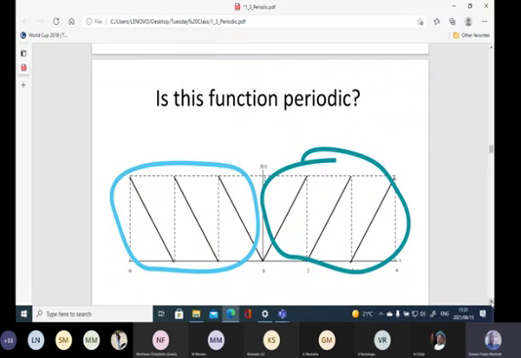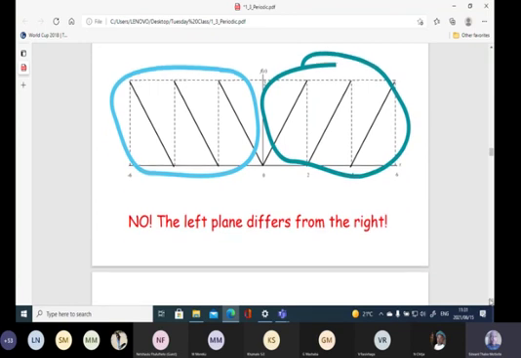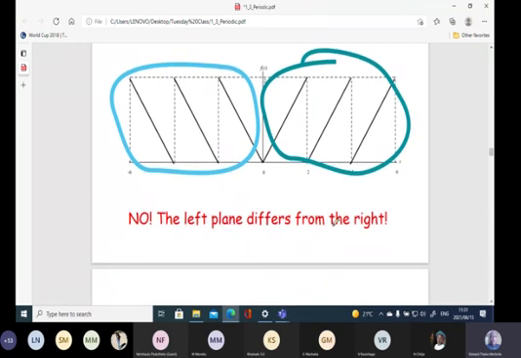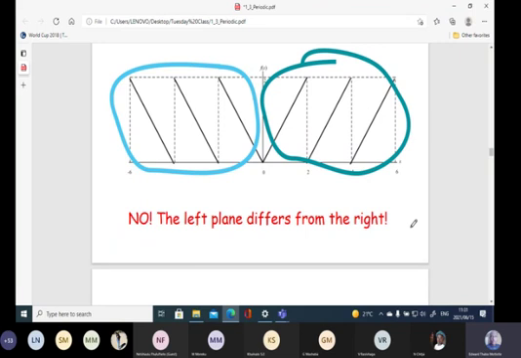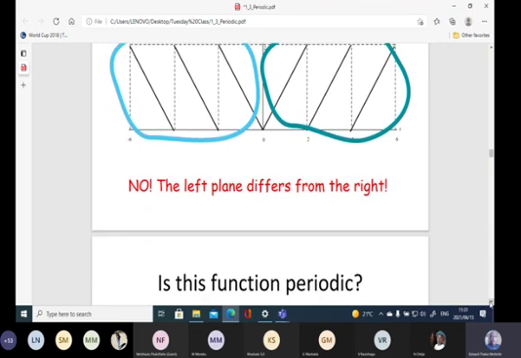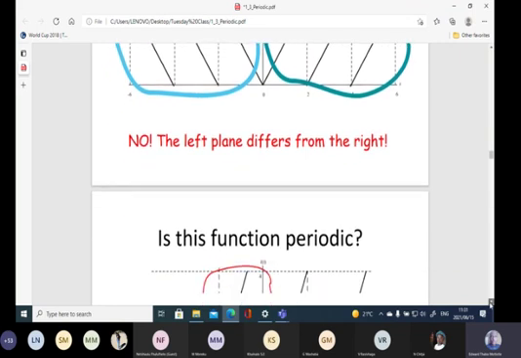Now the question is, is this function periodic? The answer is no. The reason is that we have two different graphs here. Do you see this? They are not the same, but they're supposed to be the same. The left plane differs from the right plane. You can see these two are different. It must be the same graph repeated on a certain interval, maybe from 0 to 2 or 0 to 2π. Having an interval of 2, it repeats on that interval of 2.